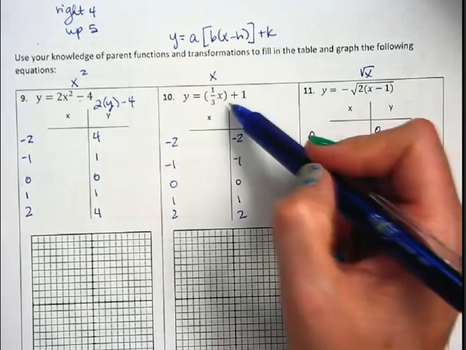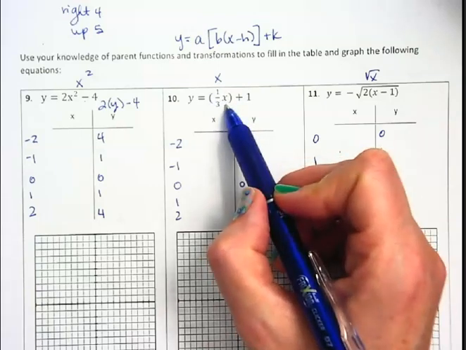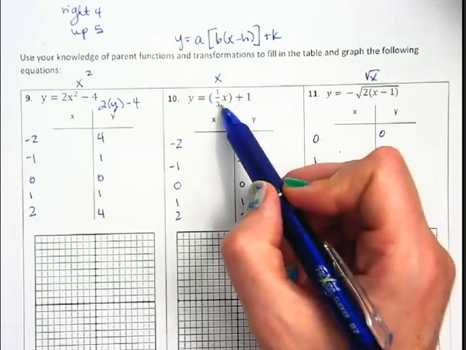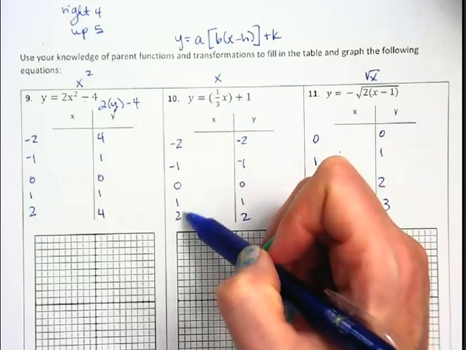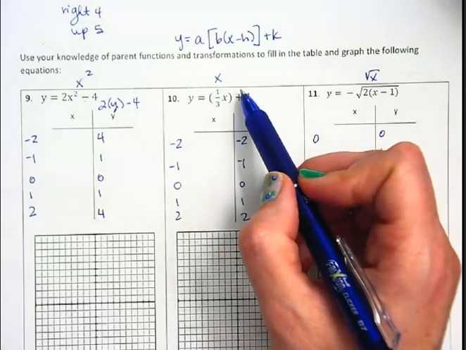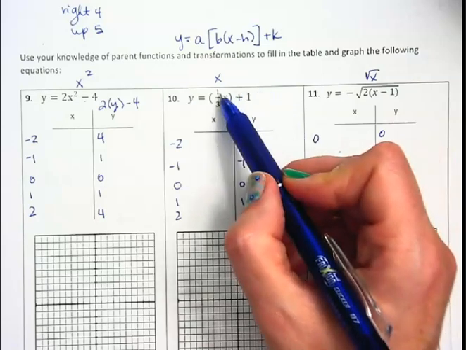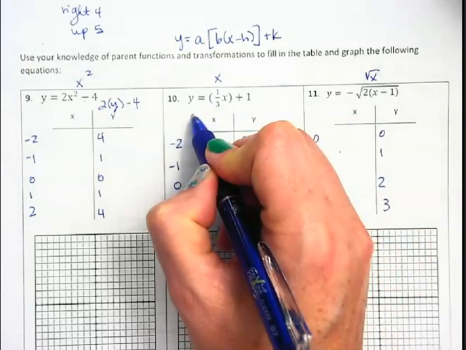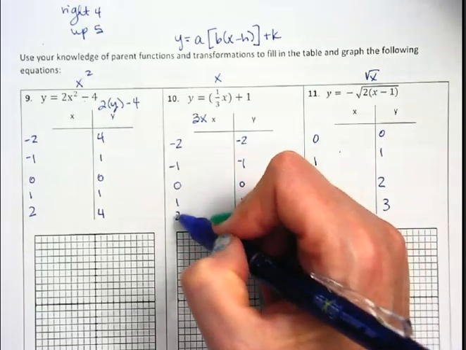So over here on number 10, let's talk about the changes. You see how this 1/3 is in the parentheses with the X? So that's what I mean by this B value that's inside with the X. So we are going to do the inverse operation of that to our X values here. So instead of multiplying by 1/3, we're going to divide by 1/3, also known as multiply by the reciprocal. So we're going to multiply by the reciprocal of 1/3, which is 3. So I'm going to take all of my x's and multiply them by 3. So each of these times 3.